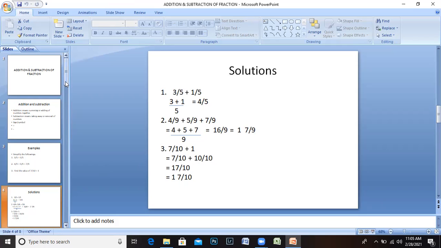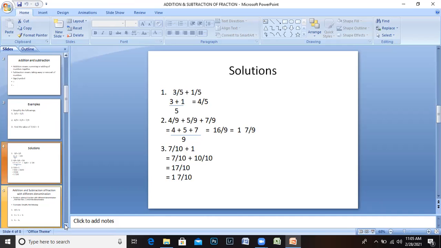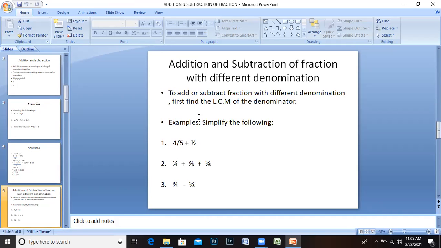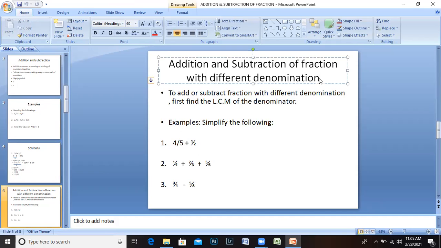Now, I believe we understand that. So we are moving to another one: addition and subtraction of fraction with different denominator.